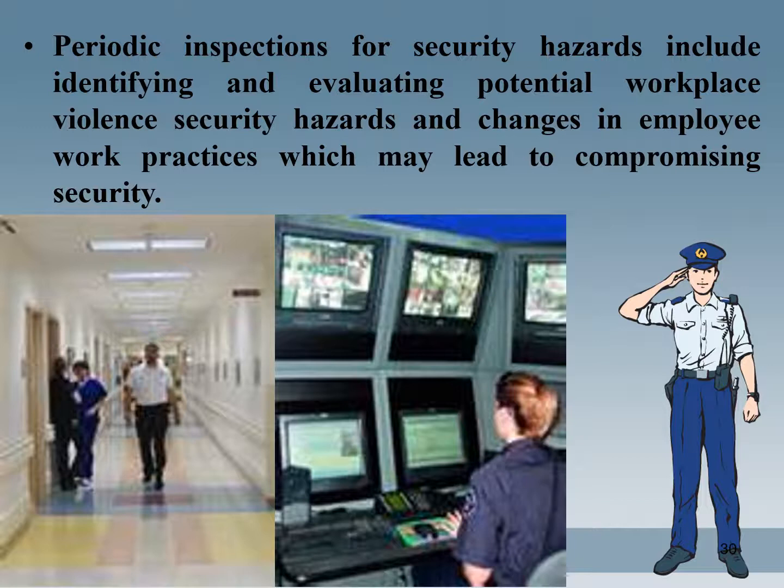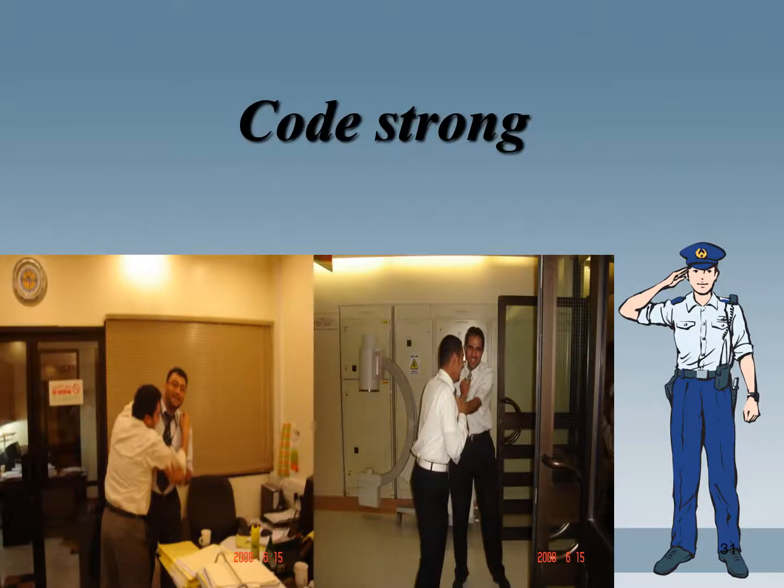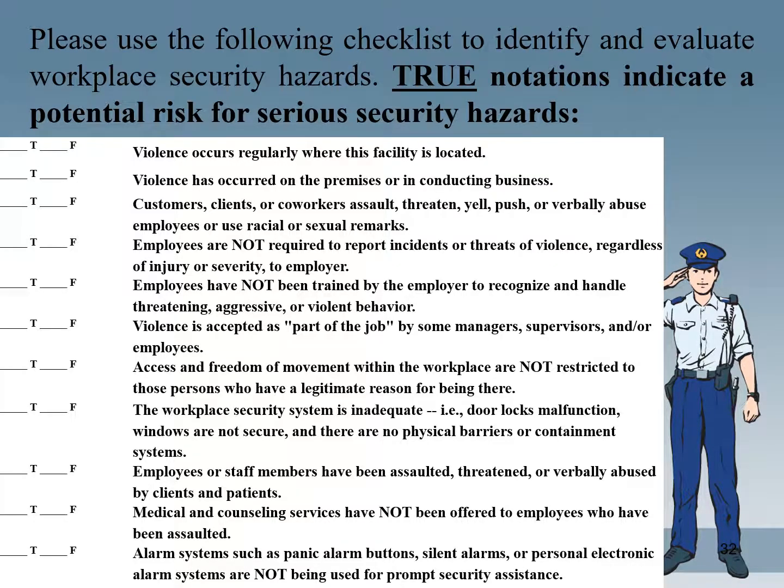Periodic inspections for security hazards include identifying and evaluating potential workplace violence, security hazards, and changes in employee work practices which may lead to compromising security. For workplace violence, we use Code Strong. Here is an example of a checklist that could be used to indicate a potential risk for serious security hazard.